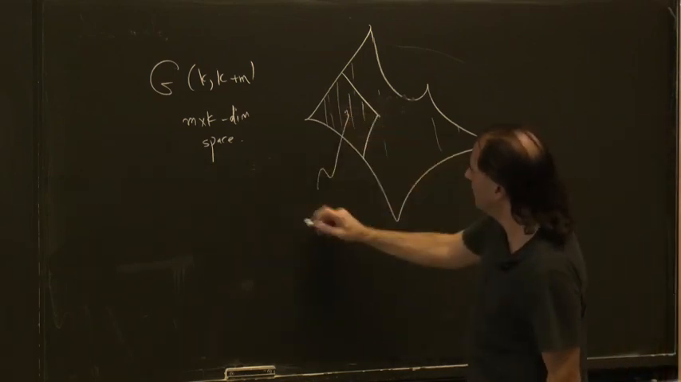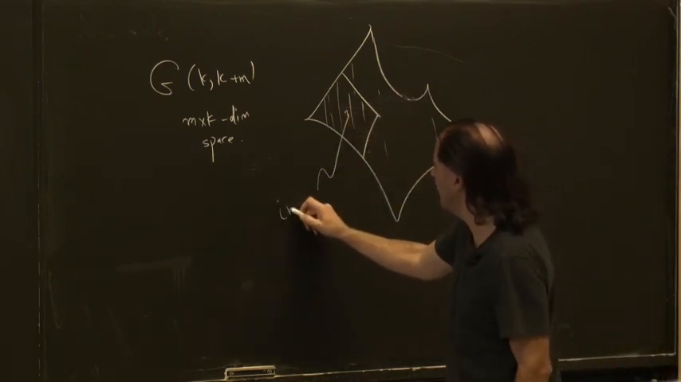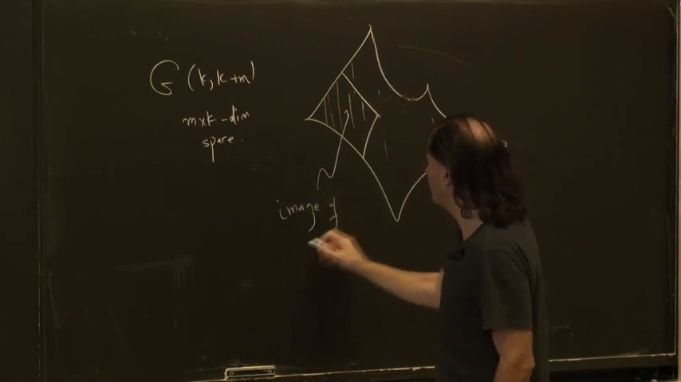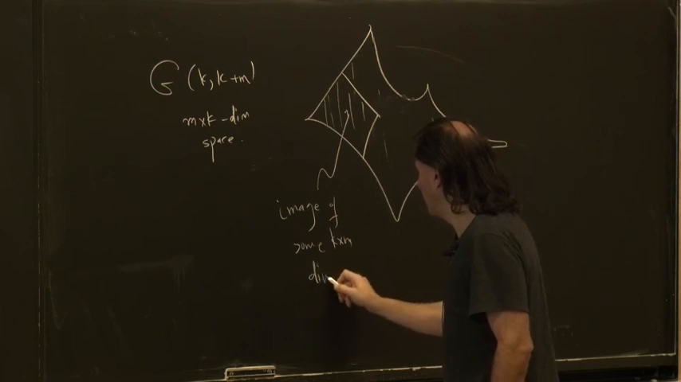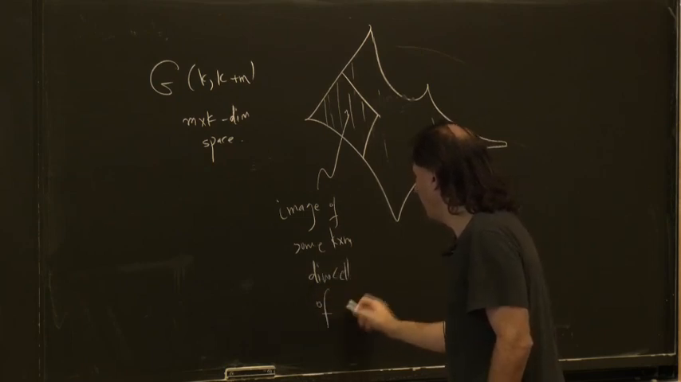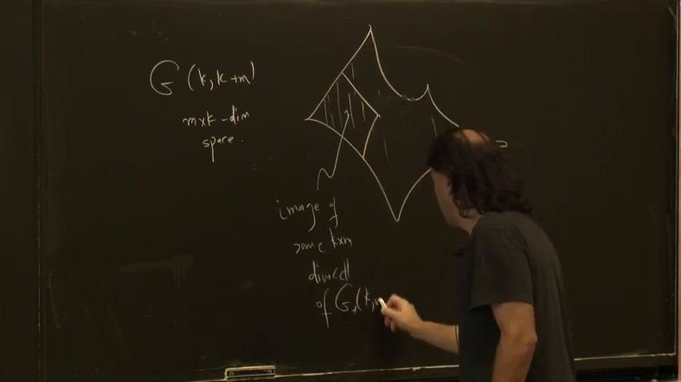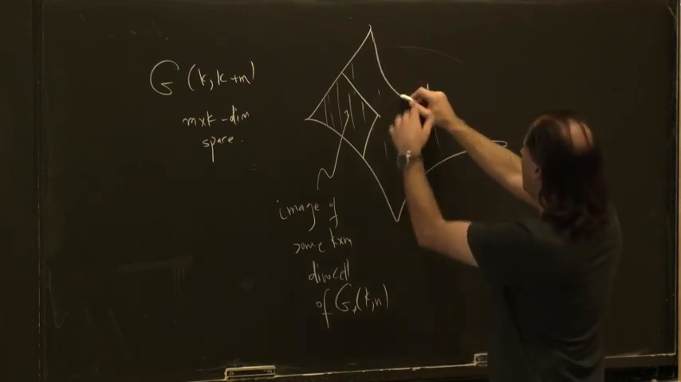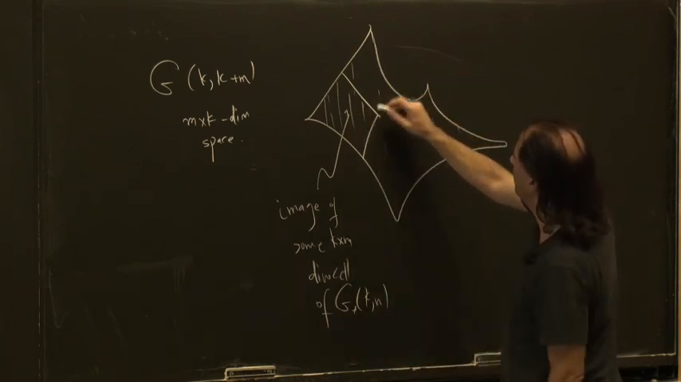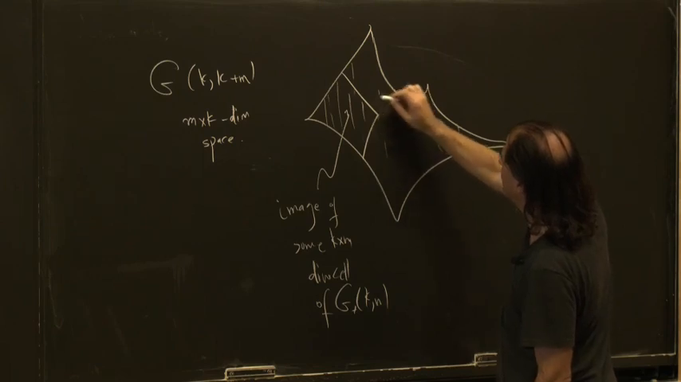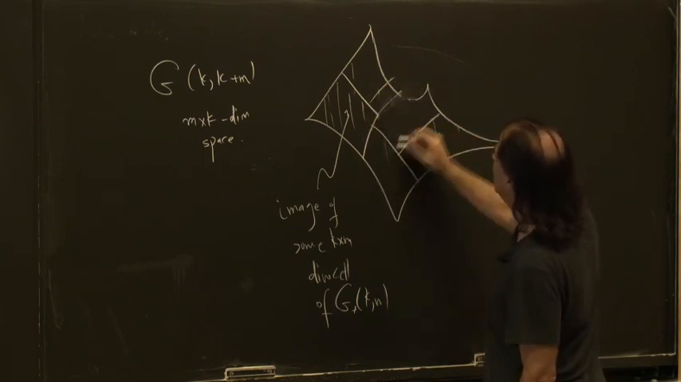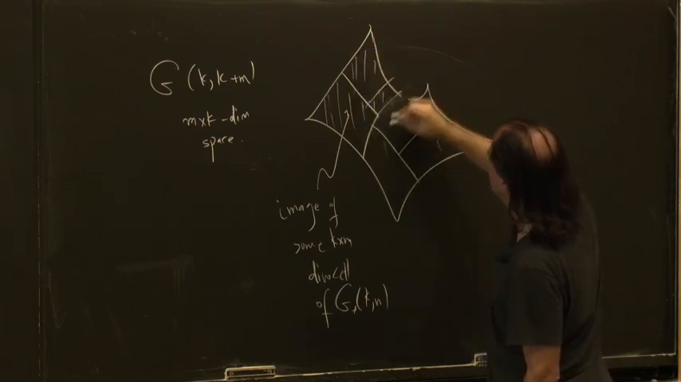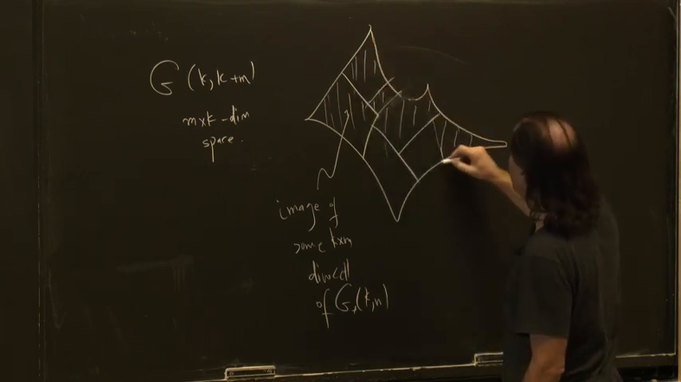This is an impressionistic picture, but this could be the image of some k times m dimensional cell of GKN. And so one way to cover this space is to find some way of triangulating it into pieces, each one of which might be the image of some collection of these cells.